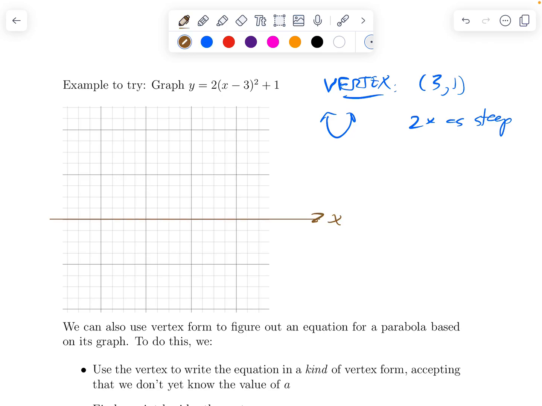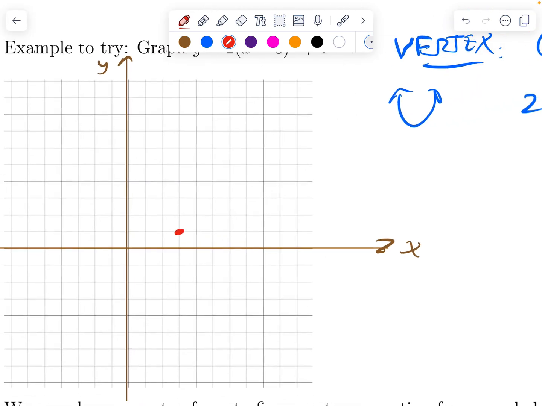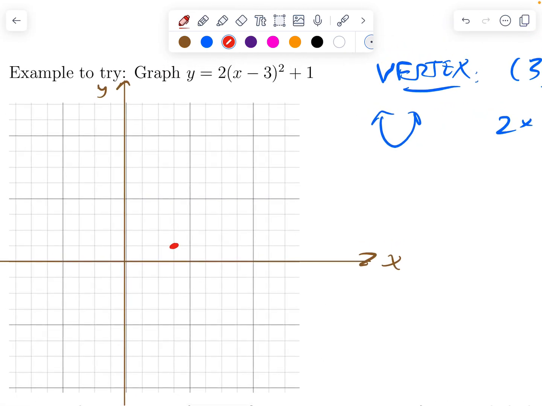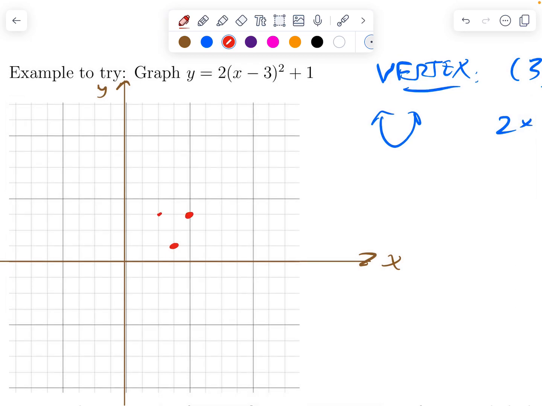I'll add an x-axis, I'll add a y-axis. My vertex is at 3, 1, and I'm going to go up in a way that is twice as tall. So instead of going 1 over 1 up, like I would for normal y equals x squared, I want to make that twice as tall. So 1 over 2 up. And I'll do the same thing on the left. 1 over 2 up. Then I just do my best to connect this into a steep U shape.